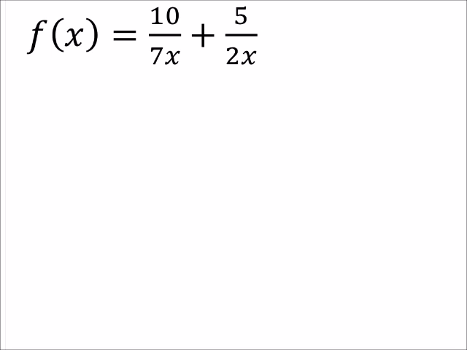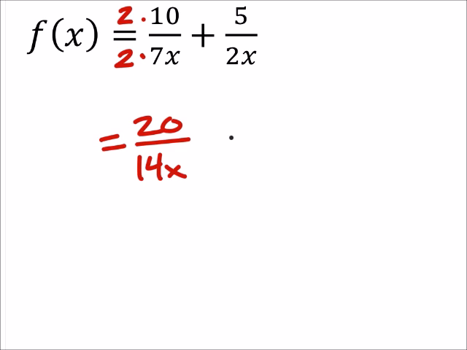In this case, it looks like a common denominator that we could use would be 14x, meaning that the 7x, we're going to multiply it by 2, which means I'm going to multiply the 10 by 2. That's going to give me 20 over 14x. And then I'm going to add 5 over 2x. I'm going to scale this one up by multiplying both these by 7. So 7 times 5 is 35, all over 7 times 2x would give me 14x.